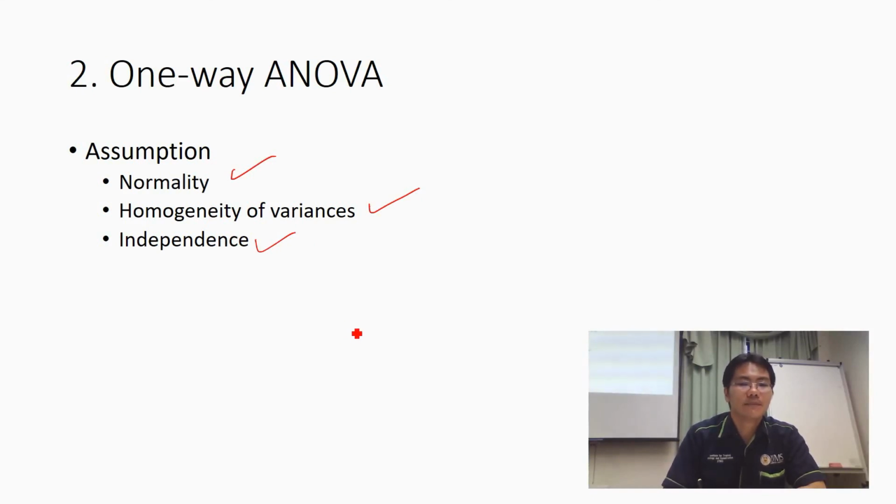In some textbooks, they say that the ANOVA is quite robust if you have a large sample size and your sample sizes are more or less equal between groups. If you violate the assumptions a little bit, it's still acceptable. But you have to report this in your results.